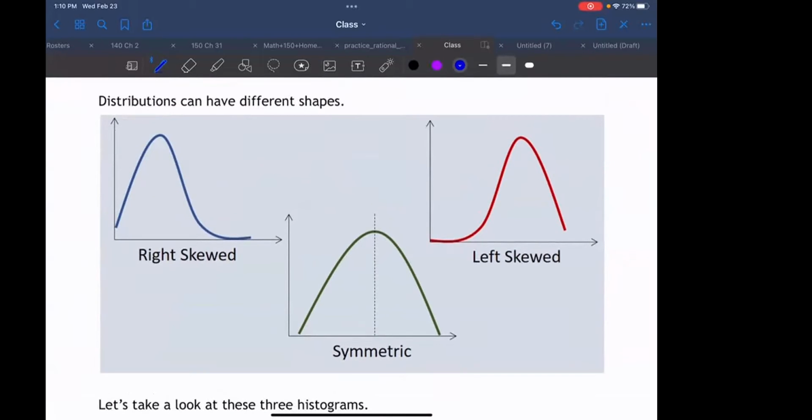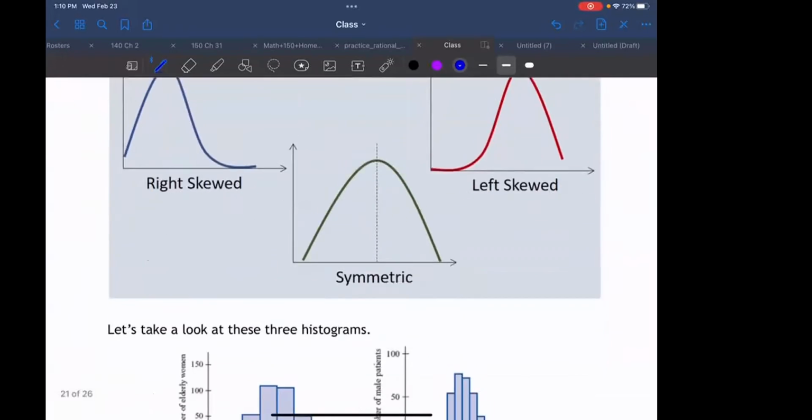I think it gets a little confusing because when I ask students, is this skewed to the left or skewed to the right, they see most of the information on the right and they say, oh, that's skewed to the right, because most of the information is here, right? The skewness actually describes where the tail is. So if the tail is on the left, it's the left skew.